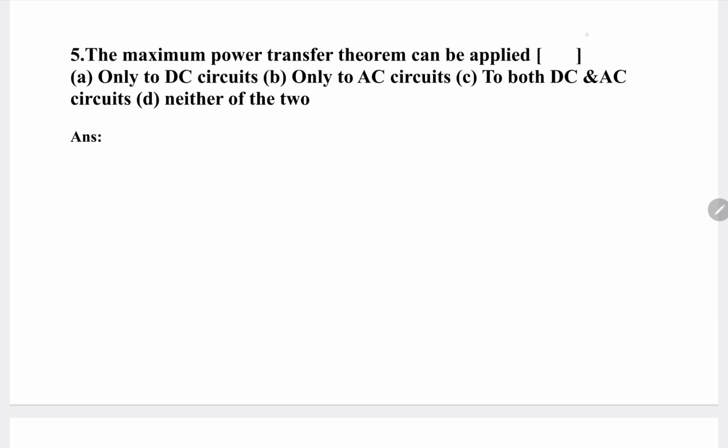Next, fifth question, again about the maximum power transfer theorem. The maximum power transfer theorem can be applied to which circuits: either only DC circuits, or only AC circuits, or both DC and AC circuits, or neither of the two? So you see, the maximum power transfer theorem can be applied to both DC circuits as well as AC circuits. So the answer is C.